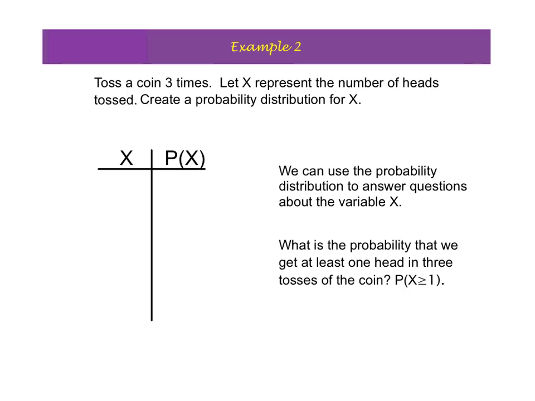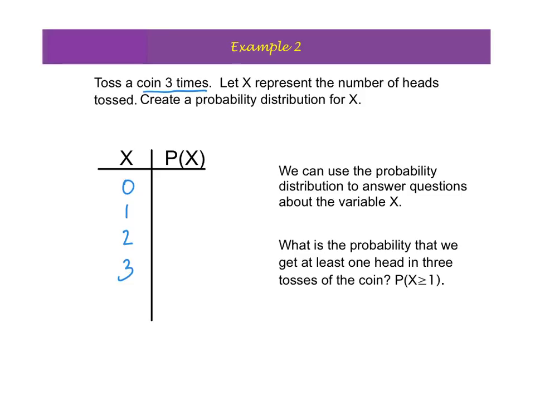Now, this is an example of creating a probability distribution. We're going to let X represent the number of heads tossed and create a probability distribution for X. So we're tossing a coin 3 times, and we want the number of heads tossed. The lowest value number of times we could toss heads would be 0, and the highest number would be 3. So we might get 0 heads, 1 head, 2 heads, or 3 heads.